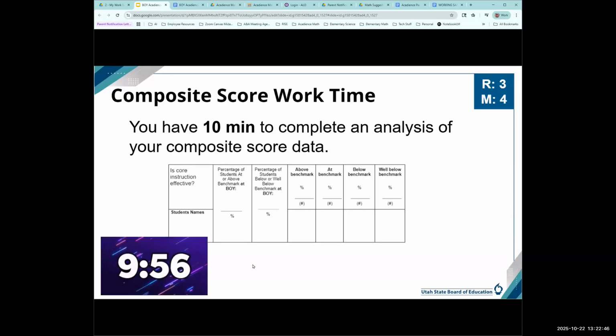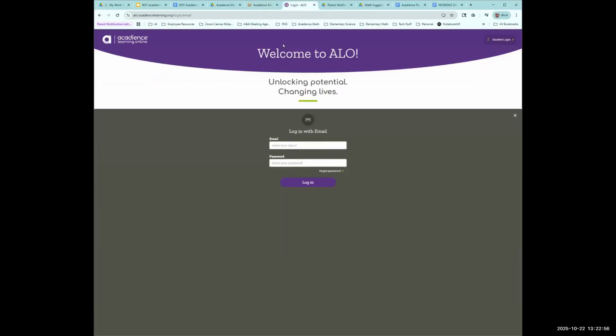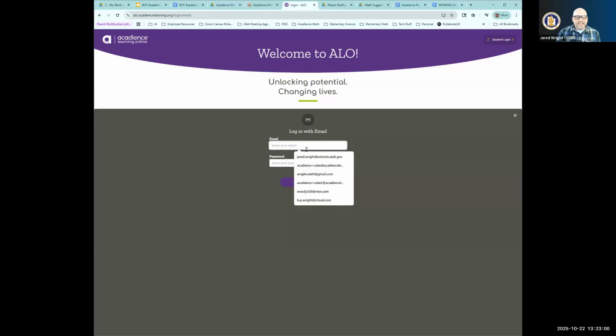I do have a question. Is there a way to sort the students? What I'm looking at, I have the students listed by name. Can you sort them by color? Yeah, it just makes the counting go faster.